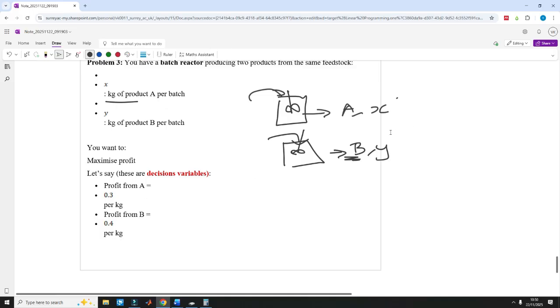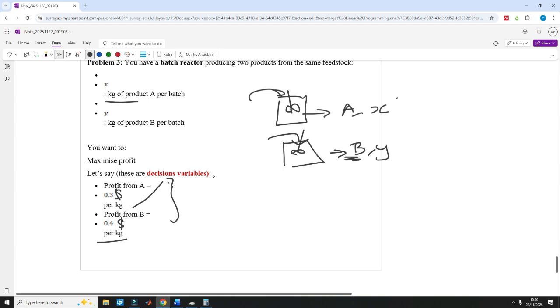You also have some information. The profit from A is 0.3 per kg. This can be dollar or pound, anything. If you sell 1 kg of A, you get $0.3. If you sell 1 kg of B, you get a profit of $0.4. So you need to maximize the profit.